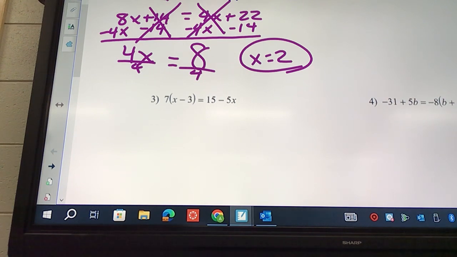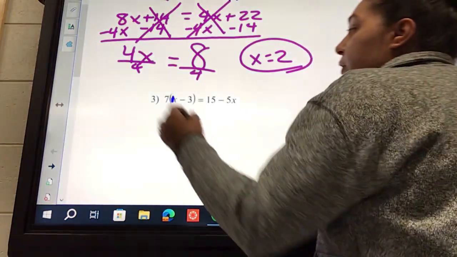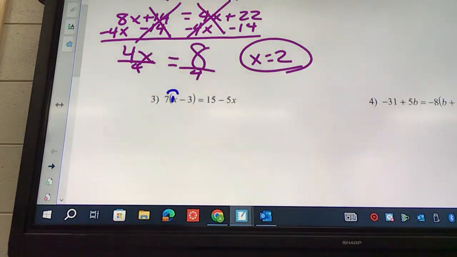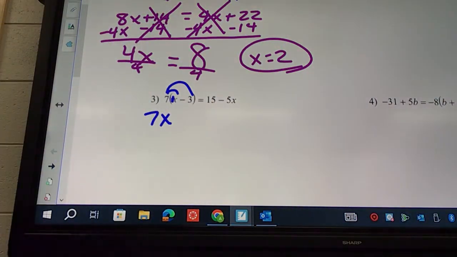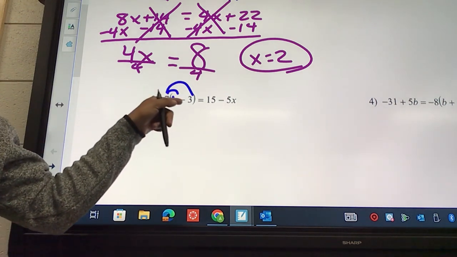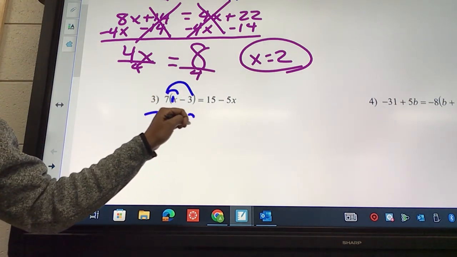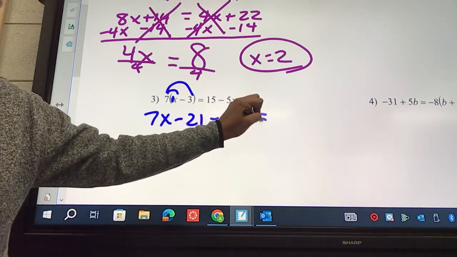Okay, so if we're looking at number 3, what's the very first thing we need to do? Move the parentheses or put the 1? I would argue to put the 1 first. So 7 times 1 is 7. 7 times 3, or 7 times negative 3, 21. If you just do the numbers, then you can go ahead and drop the minus sign, but if you're going to do the actual negative with it, you would get negative 21. So either way, you're going to get a minus 21. We got 15 minus 5x.